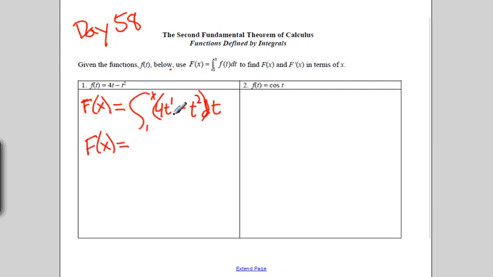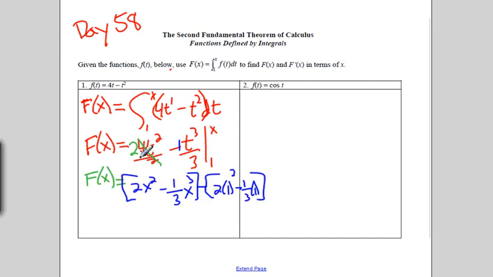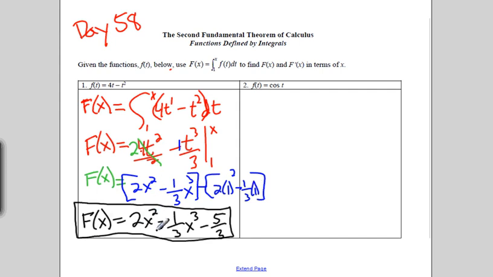So let's take the antiderivative. This is going to be 4t squared over 2, minus t cubed over 3. And we're going to evaluate this from 1 to x. So 4 over 2 reduces to 2, and I just put a 1 here to show that as 1/3. So I put the x in first. That's our F of b minus F of a. Now we're going to simplify. So we find the function to be 2x squared minus 1/3 x cubed minus 5/3.